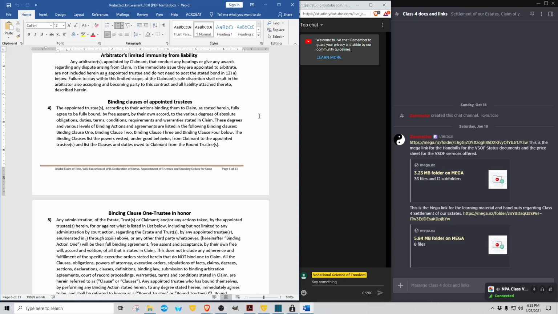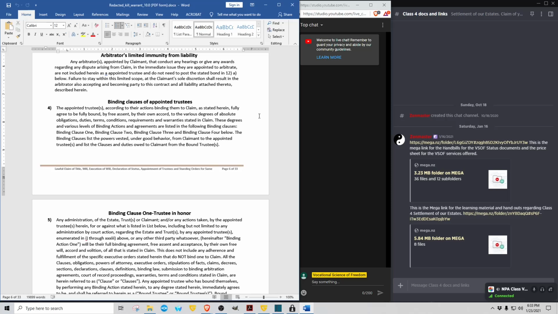Okay, his choice. So the appointed trustees, according to their actions, binding them to claim, as stated herein, fully agree to be bound by free assent, meaning that's of their own volition, by their own accord, to the various degrees of absolute obligations, duties, terms, conditions, requirements, and warranties stated in claim. These degrees and various levels of binding actions and agreements are listed in the following binding clauses.